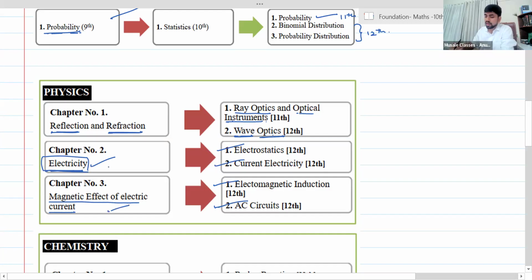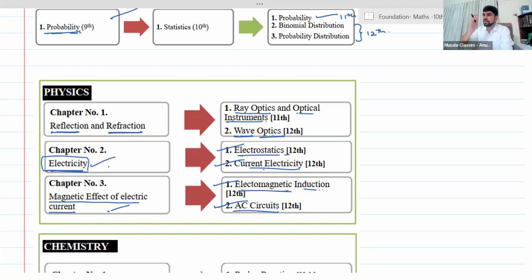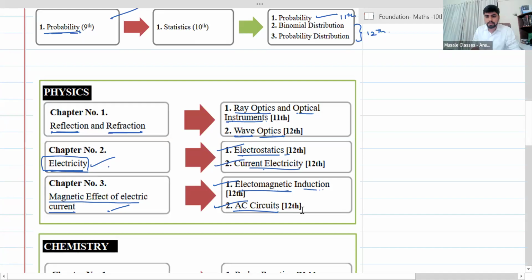ये electricity अगर समझ में आया तो electrostatics और current electricity समझ में आता है. ठीक है, ये दोनों अगर समझ में आता है तो इलेक्ट्रोमैग्नेटिक इंडक्शन एंड एसी सर्किट समझ में आता है. दैट इज व्हाई इट इज इंपॉर्टेंट. It's like a chain reaction, children. You understand this, you'll understand this, you'll understand this, and then you'll understand this. ऐसे नहीं हो सकता है कि फर्स्ट हो गया, सेकंड नहीं आया, थर्ड पे जा सकता है. नहीं होता है. You have to be in the continuation process. Okay.